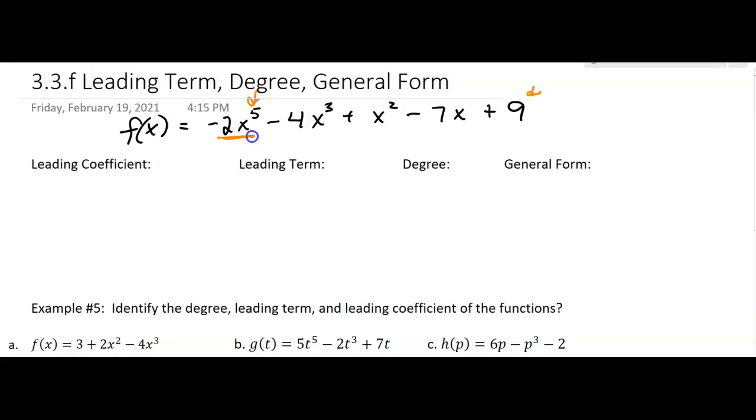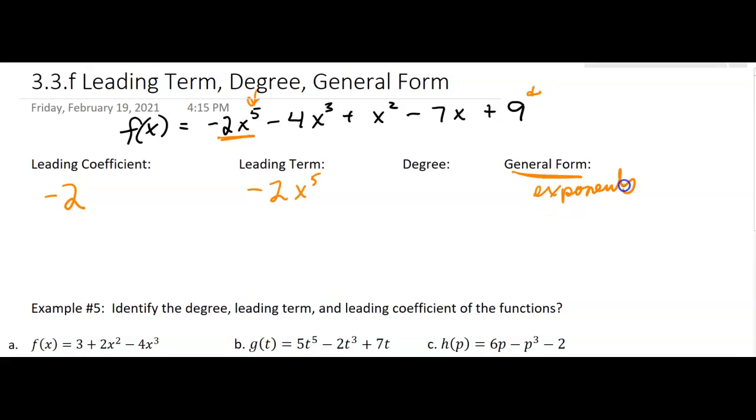That then is the leading term. So in this case, the leading term is negative 2x to the fifth. That means the leading coefficient is negative 2. So I don't care which one you think of first. The leading coefficient is going to be the one in front. It's got to be in that form, though, okay? And we call this the general form, which we already gave you, but it says that the exponents have to go from largest to smallest.